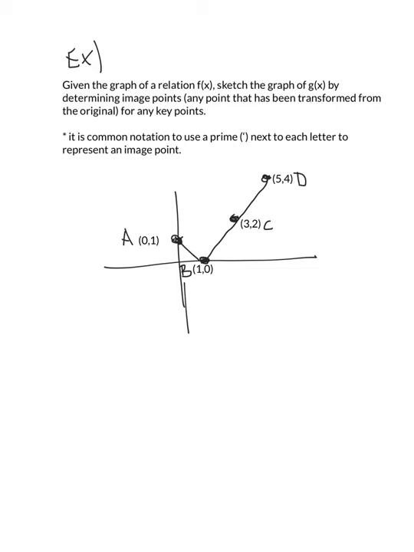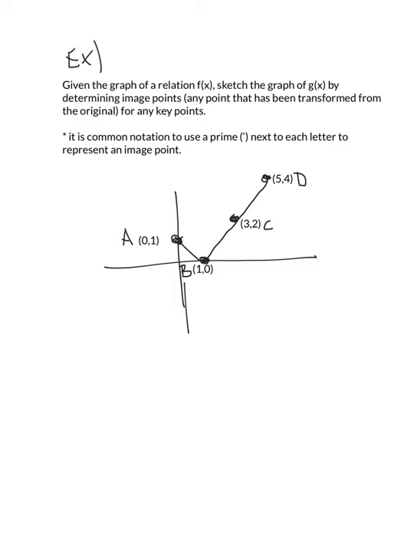So in this example, I'm giving you the graph of any relation. This specific one just happens to look like a check mark. So the graph that's shown below is f of x. And I'm asking you to sketch a graph g of x by determining image points. An image point is any point that has been transformed from the original. You're going to notice that I'm going to be using a prime, or a little apostrophe, next to each letter to represent an image point.